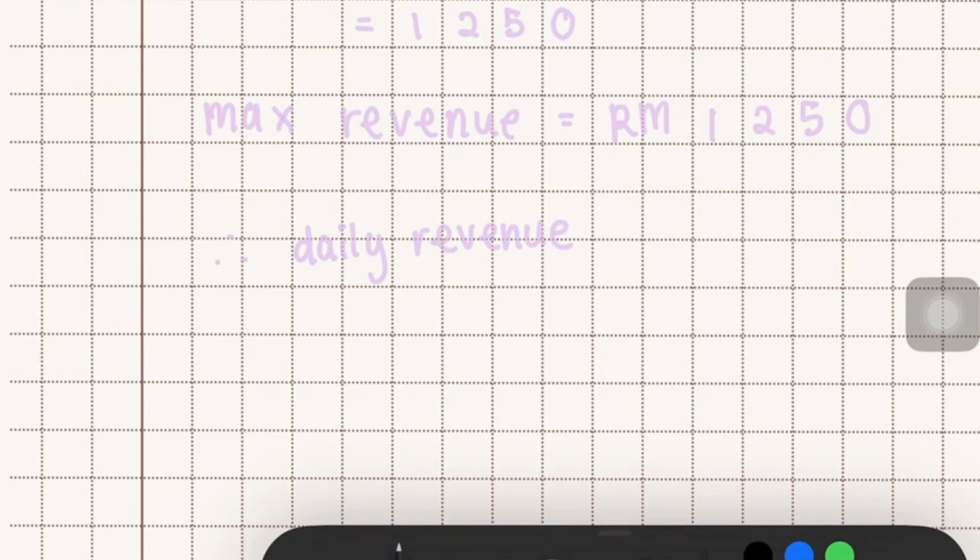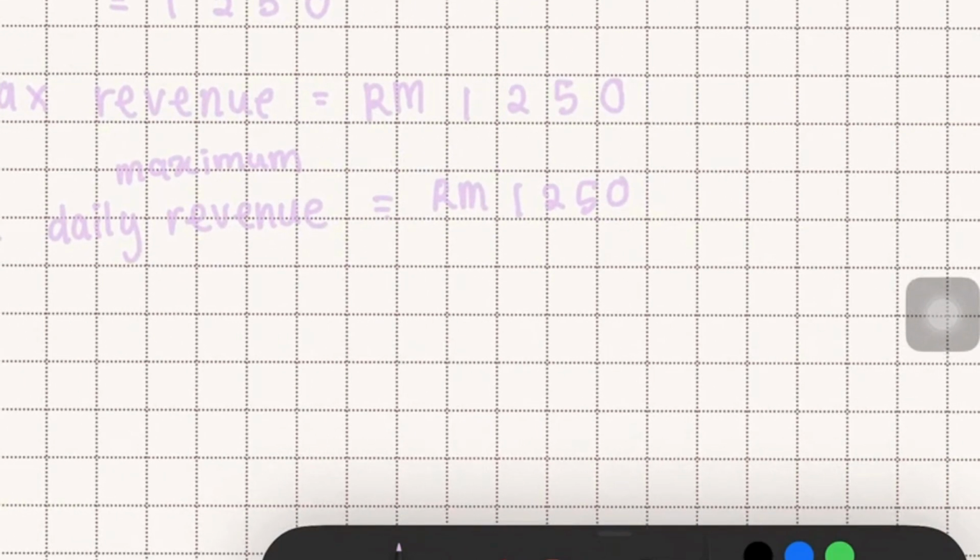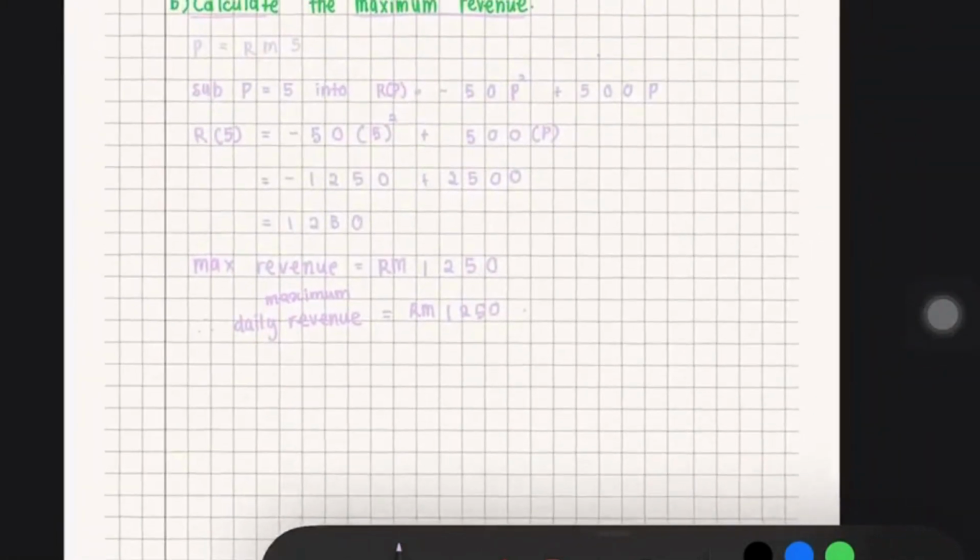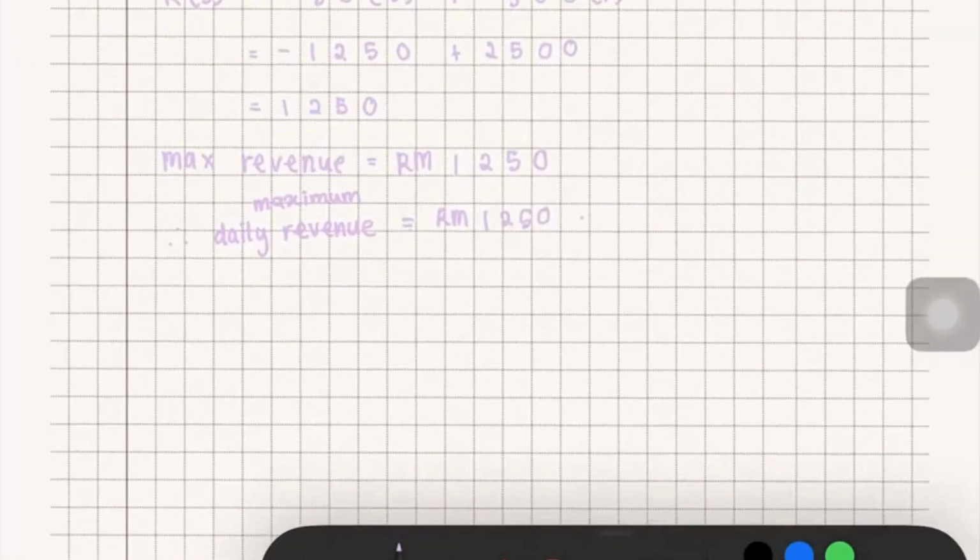From what we calculated, we can conclude that the maximum daily revenue the coffee shop can get is 1,250 ringgit. I think that's all for this question. Thank you.